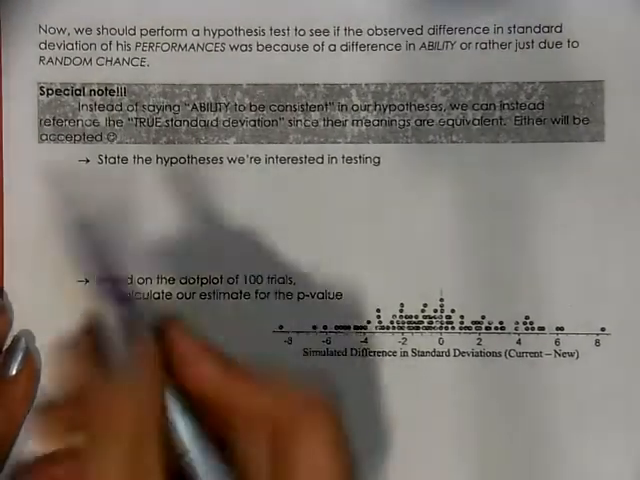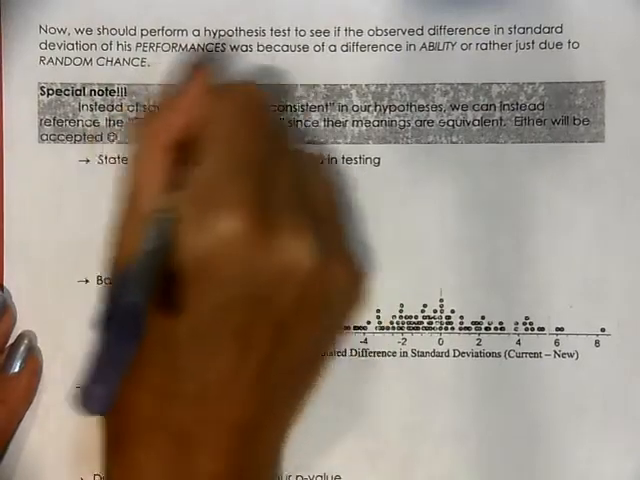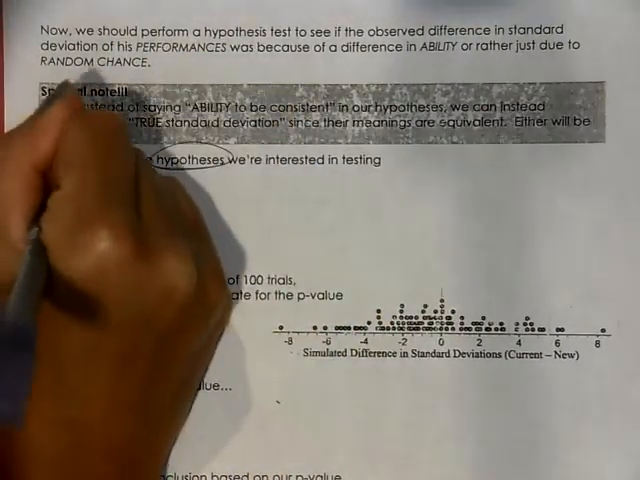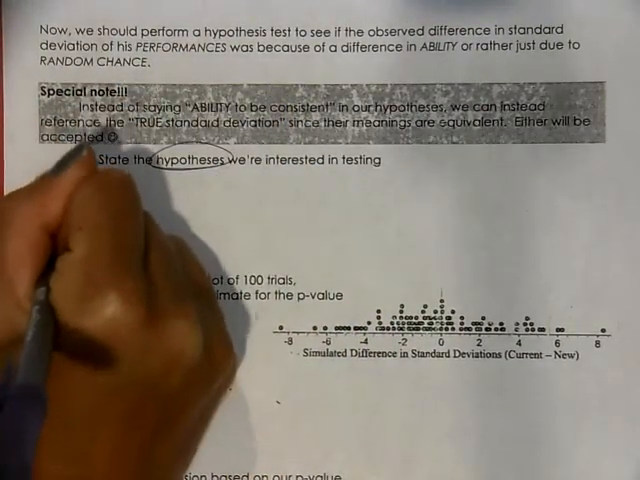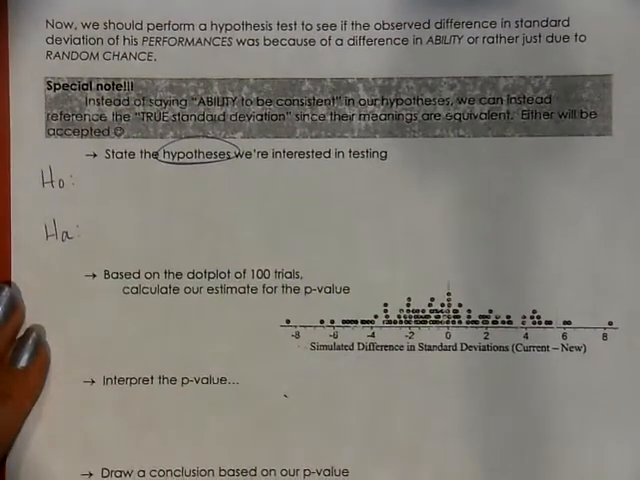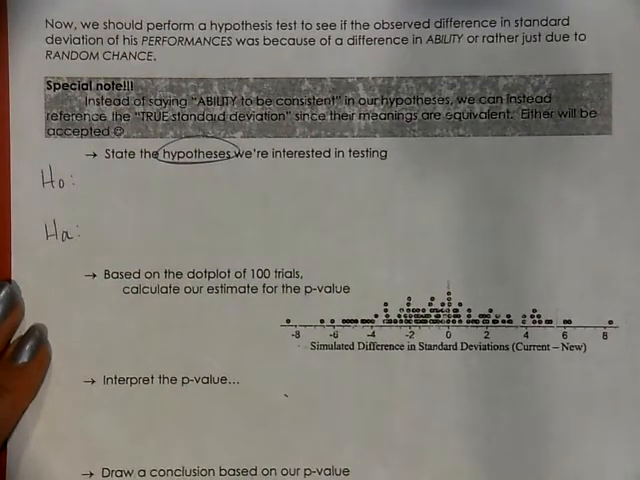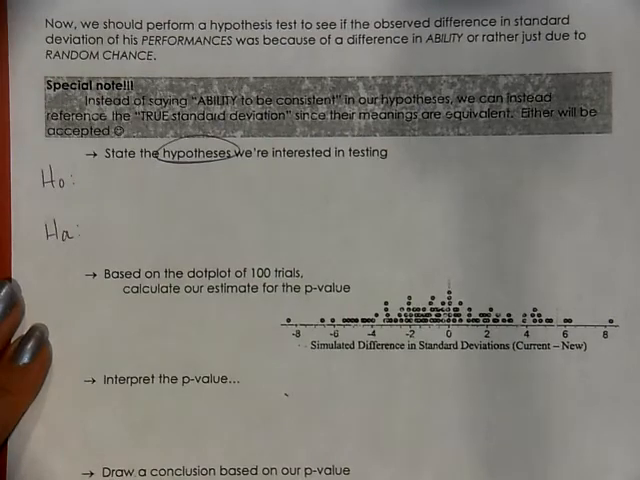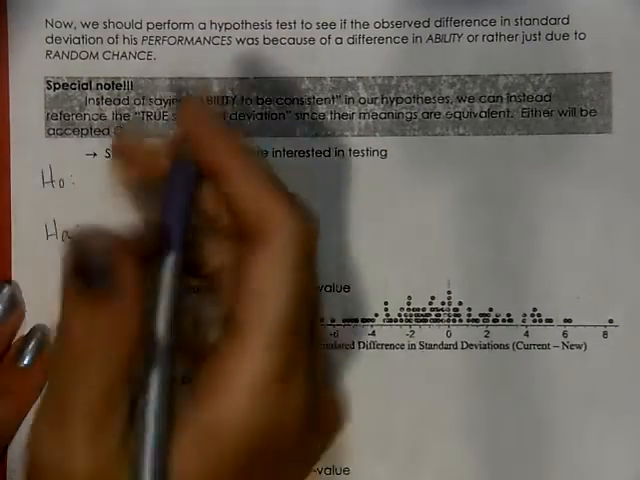So what are the hypotheses we're interested in testing? Remember, it's hypotheses. There's always 2. Our null hypothesis is what we assume is true going into the test. Well, we assume Mike has the same ability to be consistent with either club.